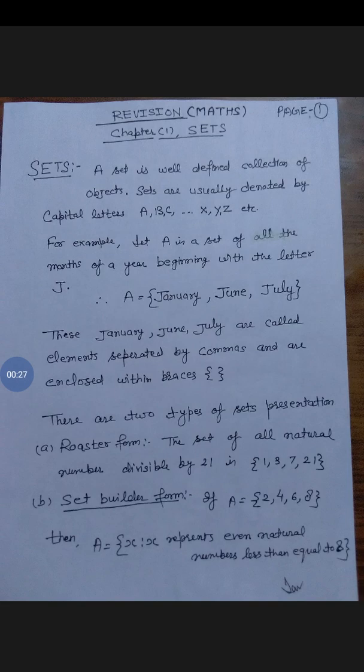X, Y, Z. For example, let A be the set of all the months of a year beginning with the letter J. In a year, you very well know there are 12 months, and the months which are beginning with the letter J are January, June, and July. So, it is well defined. That's why it is a set of three elements. January, June, and July are known as elements. They are separated by commas and enclosed within braces.